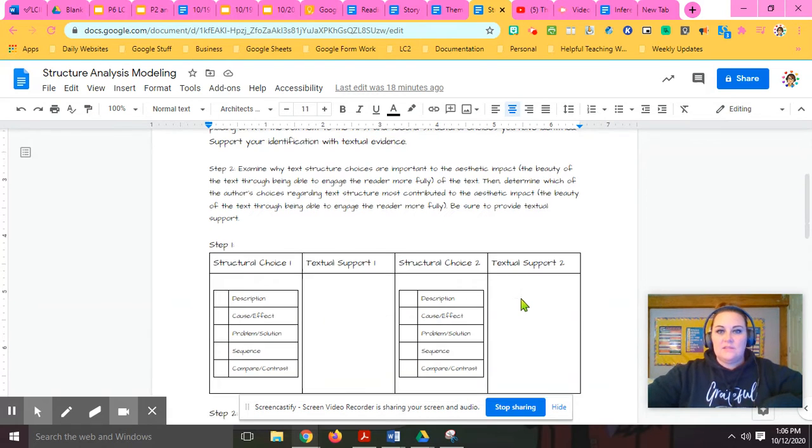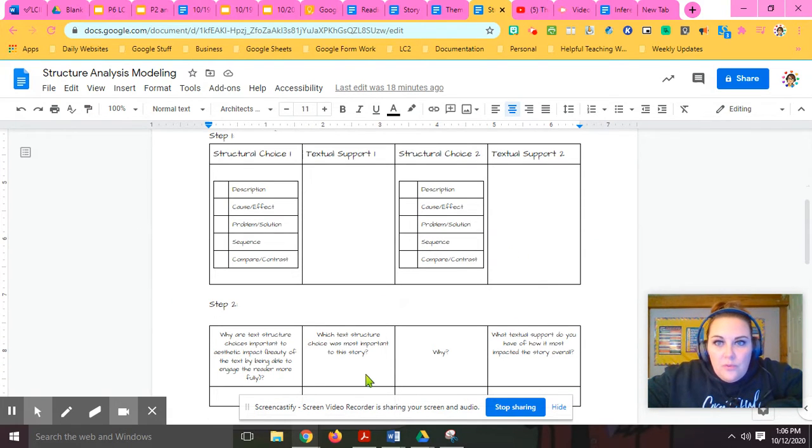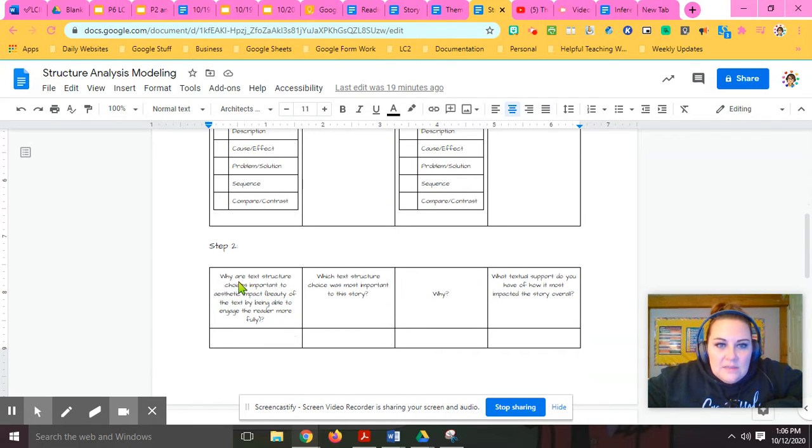All right, so let's go down, and I just want to view what I have to do before I engage with the text. I'm going to remind myself there's description, there's cause and effect, there's problem solution, there's sequence, which means how things go in order, and there's compare contrast. Then it asks me, why are text structure choices important to aesthetic impact? So the beauty of the text. So why is it important how the author structures it? Which text structure choice was most important to the text? Why? Okay, so I have to defend it. And what textual support? Okay, perfect.